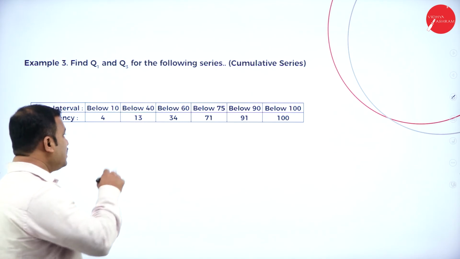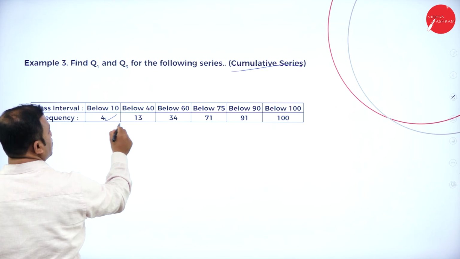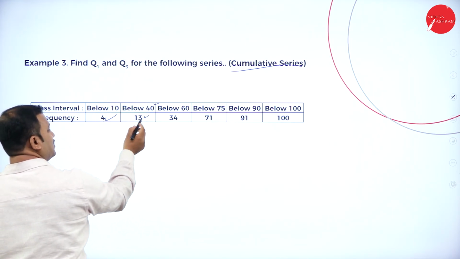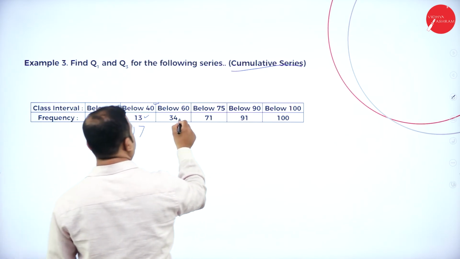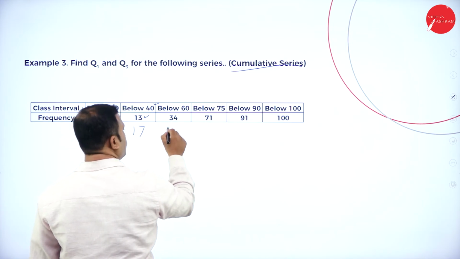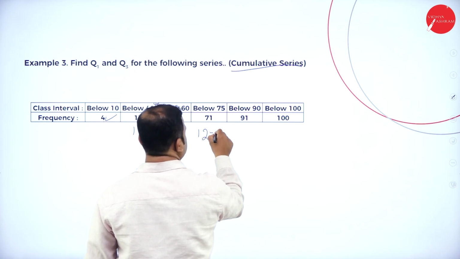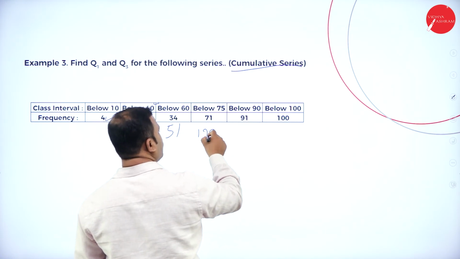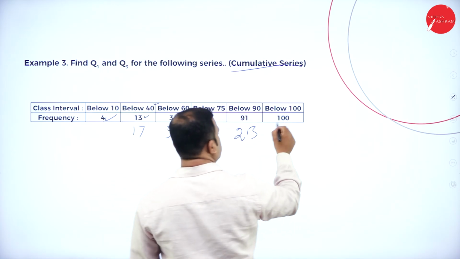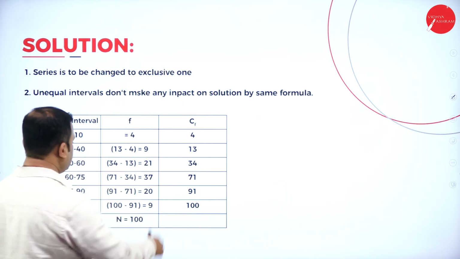Let us consider the next example for cumulative frequency, for cumulative series. Below 10 we have 4 items, below 40 we have 13, that also includes 4 plus 13, that is equal to 17. Then below 60 we have 34. 34 plus 17 means 51. 51 plus 71 we will get 122. 122 plus 91 we have 213. 213 plus 100, which is equal to 313. Yes, 313.